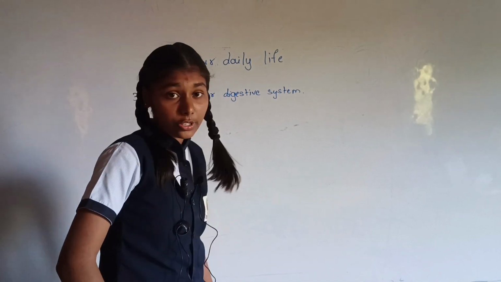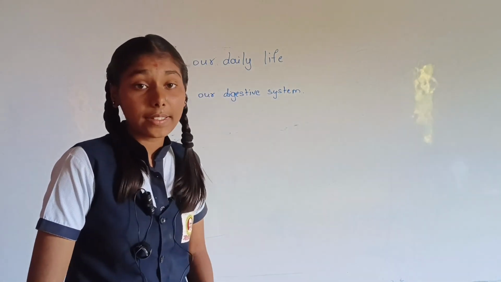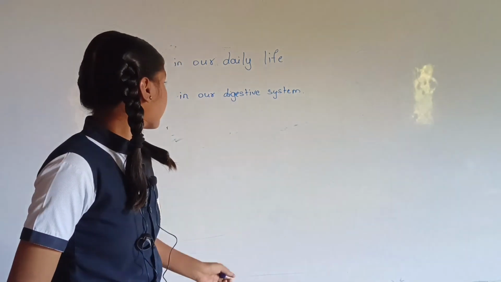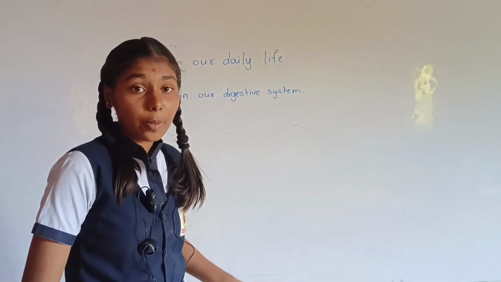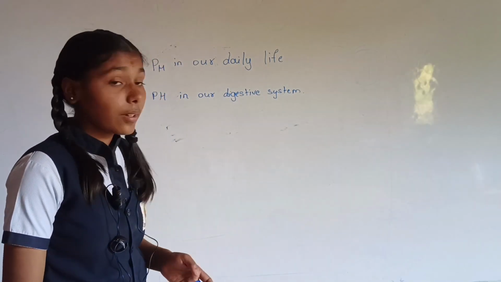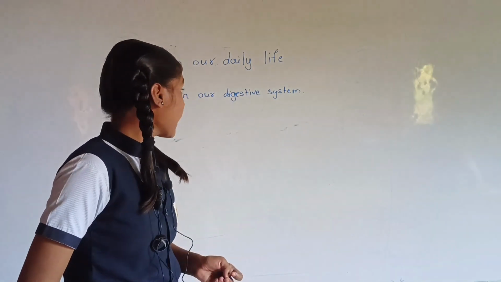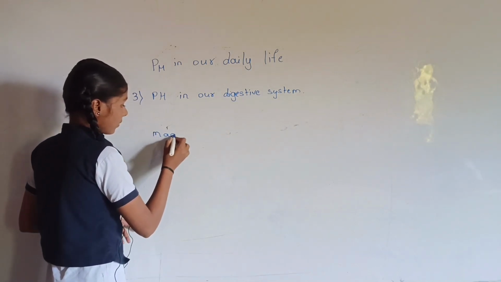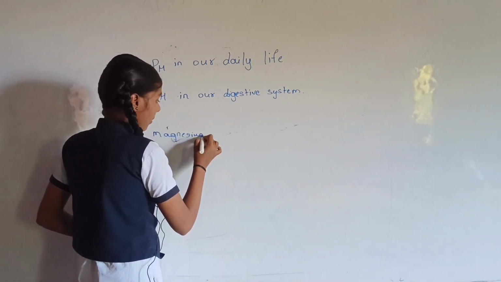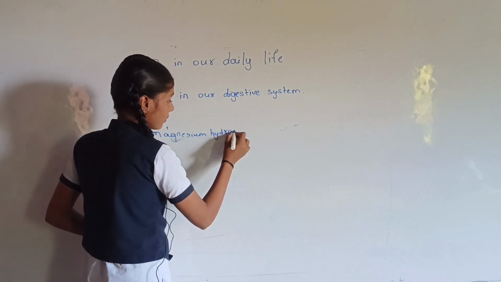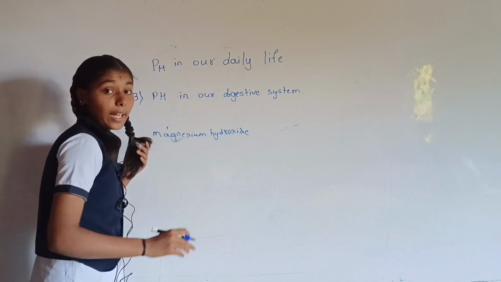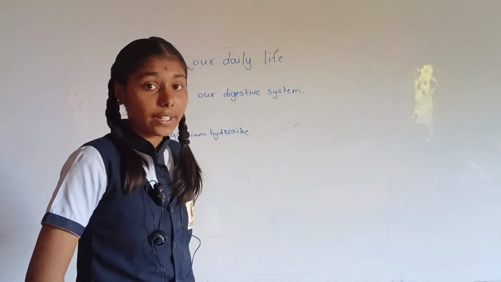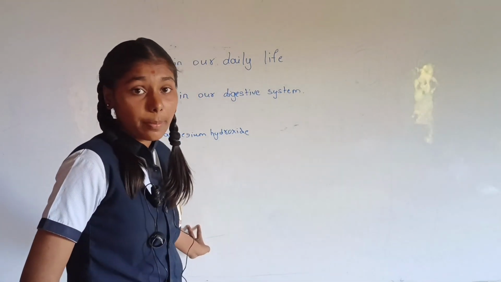pH in our digestive system. As we know, the HCl acid helps our digestive system digest food. If the food is not digested, the stomach produces more HCl acid. It will give pain and irritation to our stomach. So at that time we should use an antacid, which is magnesium hydroxide, a mild base, which stops the pain and irritation in our stomach. So I have to use a mild base.